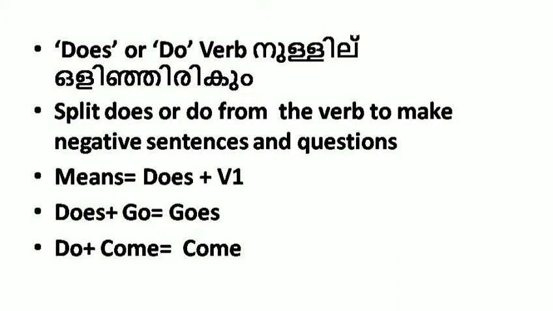Split does or do from the verb to make negative sentences and questions. As I told you, for making negative sentences and questions, we have to split these do or does from the verb. That means does plus V1 and do plus V1. Does plus go becomes goes in the example of go. Do plus come becomes come in the example of come.